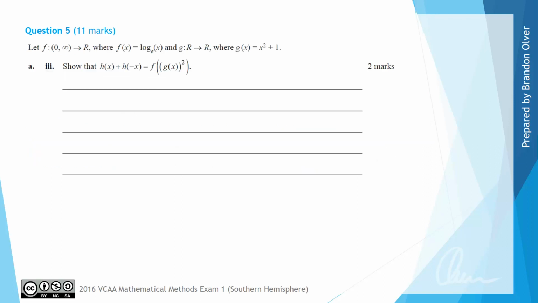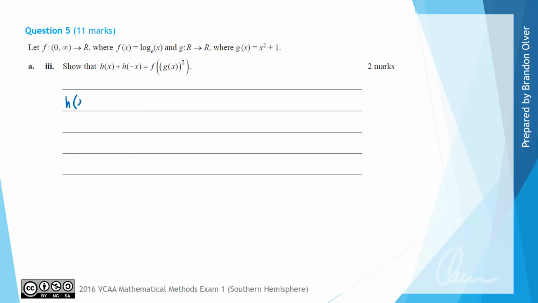For part 3 of part A, we're asked to show that h of x plus h of negative x is equal to f of g of x squared. So to approach a question like this, usually we start on one side and see if we can show that the other side is equal.